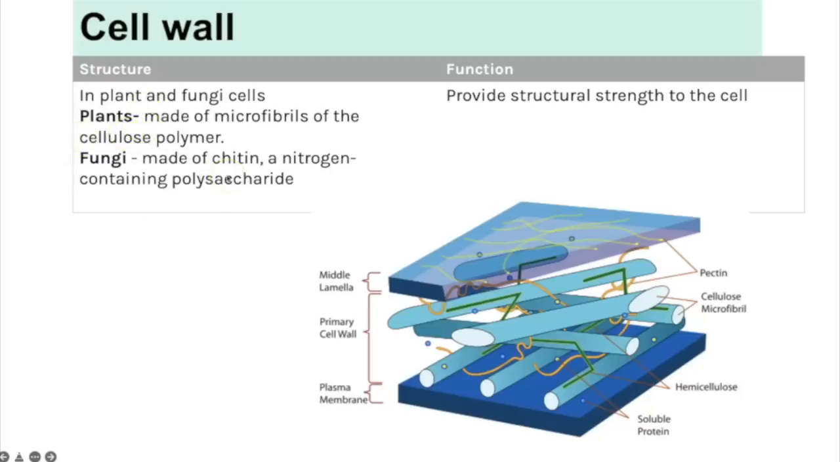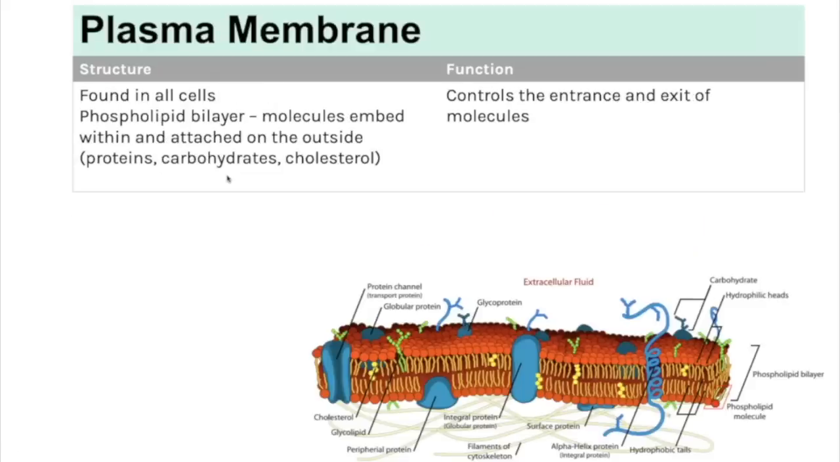The plasma membrane is found in all cells, and this is the cell membrane, so the cell surface membrane, but also when we say it's a membrane bound organelle, it's also made up of this phospholipid bilayer with the different molecules embedded within it. And the function of the plasma membrane is it controls what can enter and exit the cell.